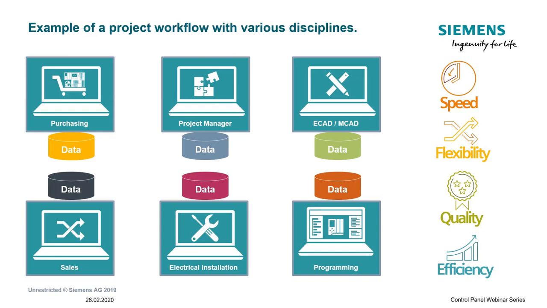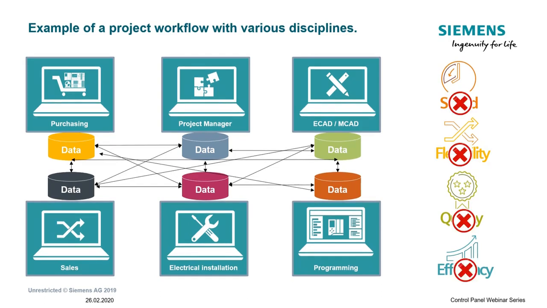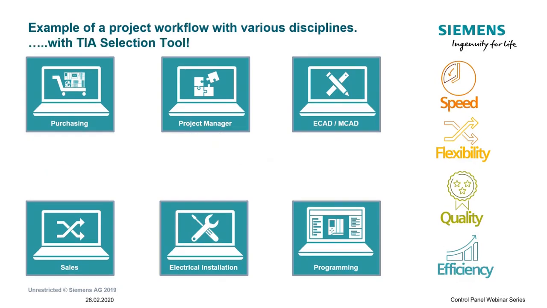There are tons of different databases. Everybody uses their own database, every discipline, and at the same time we look for higher speed, more flexibility, better quality, and of course more efficiency. But within all those databases, this back and forth of sending data and exchanging information is not that easy, and this is not good for speed, flexibility, quality, and efficiency. So I wonder whether you have any improvements to ease it up and simplify it.